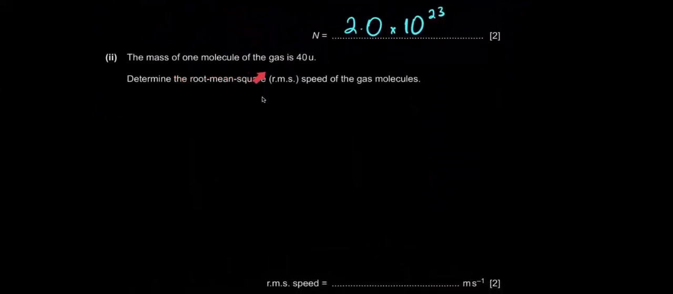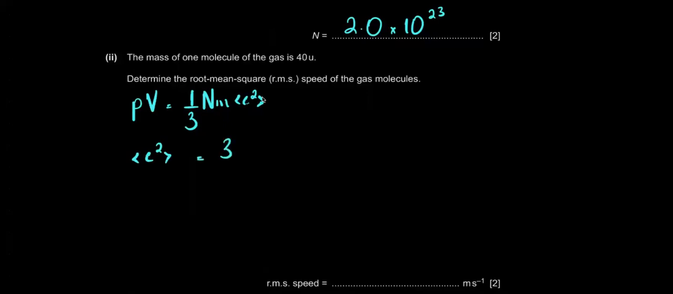The mass of one molecule of the gas is 40 u. Determine the root mean square speed of the gas molecules. For this, we know that we would have to use an equation which has the root mean square speed appearing. Such an equation is PV equals 1 by 3 Nm c square, right? So if you need to calculate c square, that would simply be 3PV upon Nm. Again, it's worth remembering that m is the mass of one molecule of gas, and N is the total number of molecules in your gas.